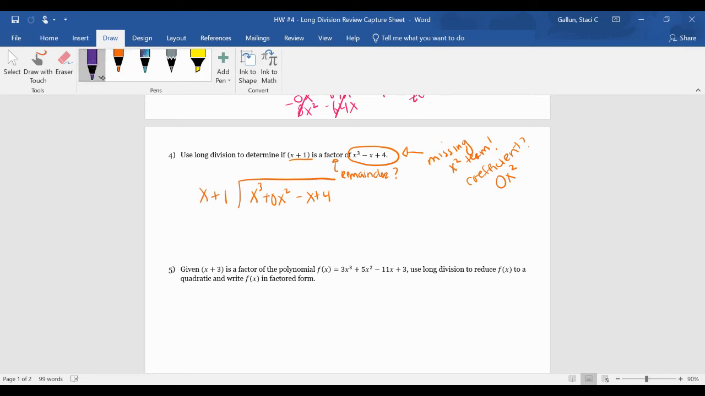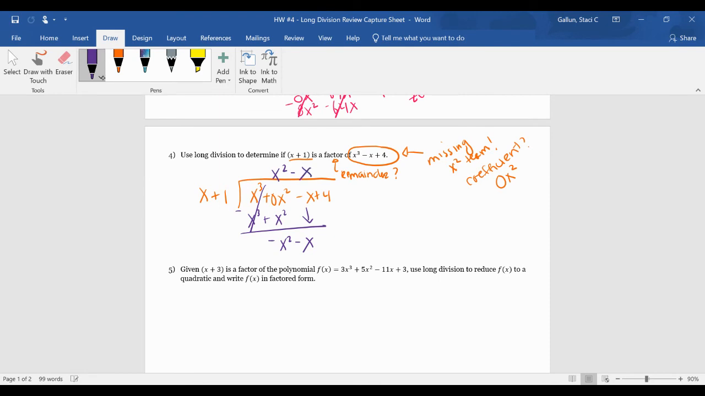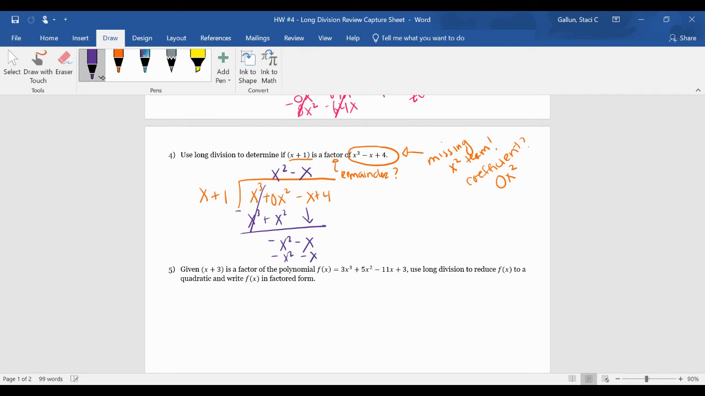X goes into x to the third how many times? X squared. Gives us x to the third plus x squared. Subtract. Cancels. 0 minus 1, negative x squared, or negative 1x squared. Bring down that negative x. X goes into negative x squared negative 1x times. X, that's negative x squared. Minus x, oh my goodness, look, they both cancel. Bring this down, and I get 4.